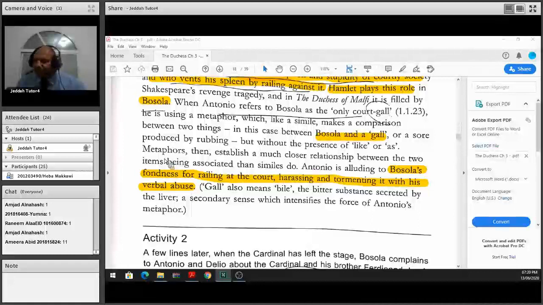And Antonio is also alluding to Bosola's fondness for railing and lashing out at the court, I mean, attacking the court and tormenting it with his verbal abuse. I mean, he's not obviously happy with what happens in the court.